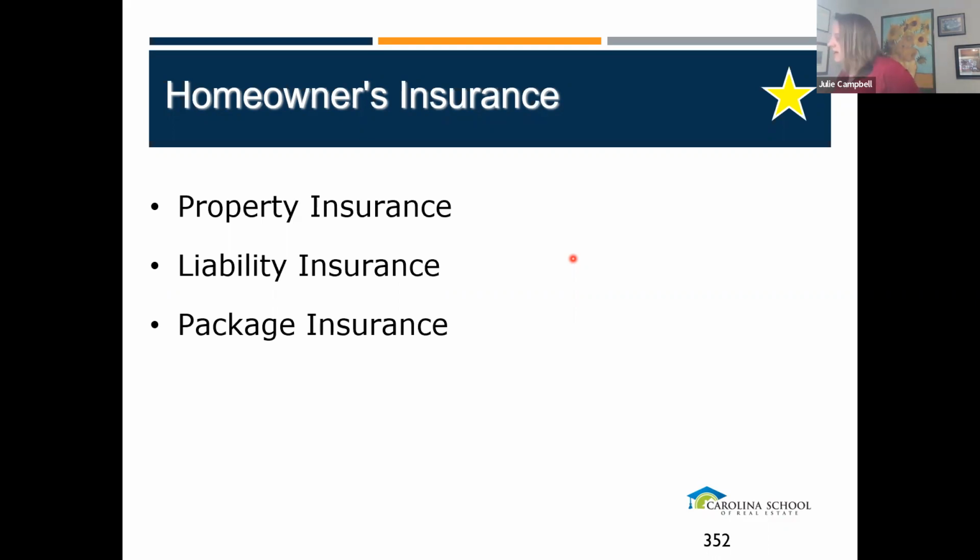There's some coverage and claims. You guys can look at page 353. That kind of goes over things that are covered. Then on 353 to 354, there are different types of insurance policies. We're not going to go through all of these. We're just going to pull out the more common ones.